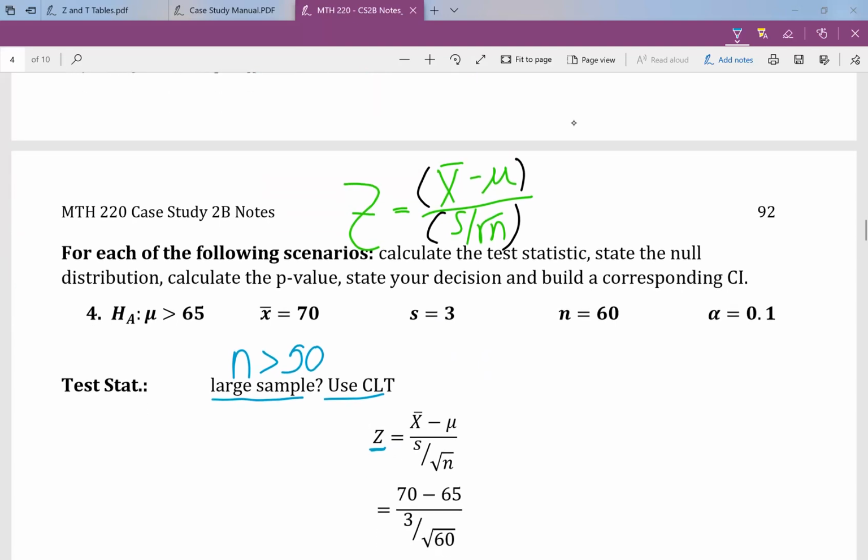Okay, so plugging in 70 for x bar, 65 for mu. Okay, where does that 65 come from? It comes from our H0. Even though the H0 isn't written, we know what it's going to be.